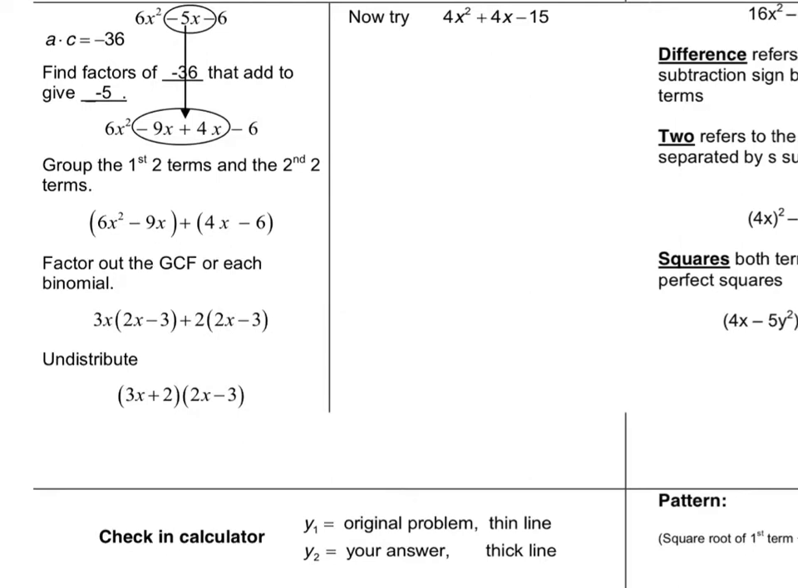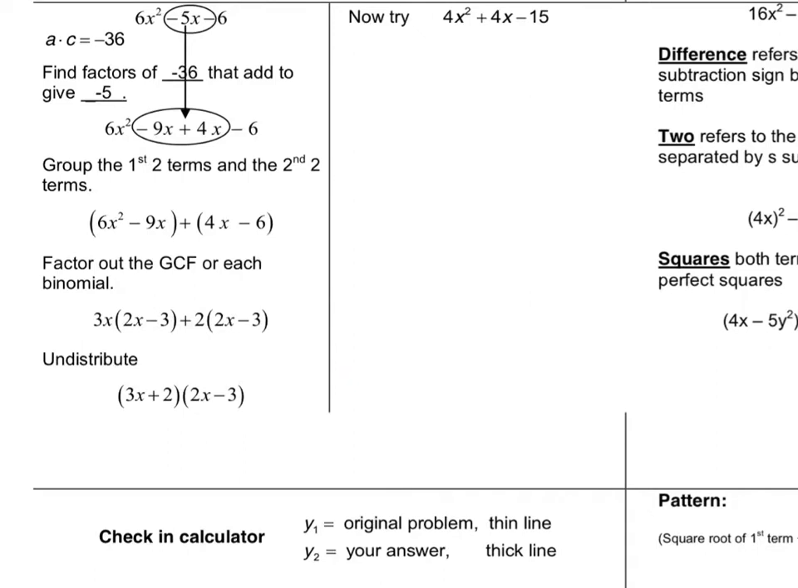Now to check your answer, go ahead and FOIL. So 3x times 2x is 6x squared. 3x times negative 3 is negative 9x. So you just took the greatest common divisor, or the GCD, you took the GCD out, or the GCF. Now, let's look at the second one.